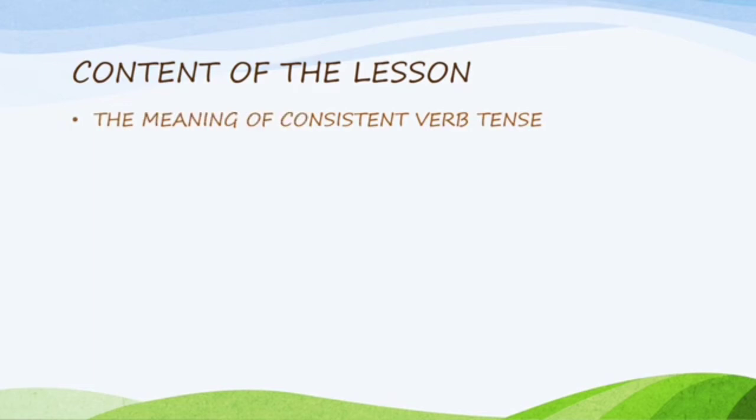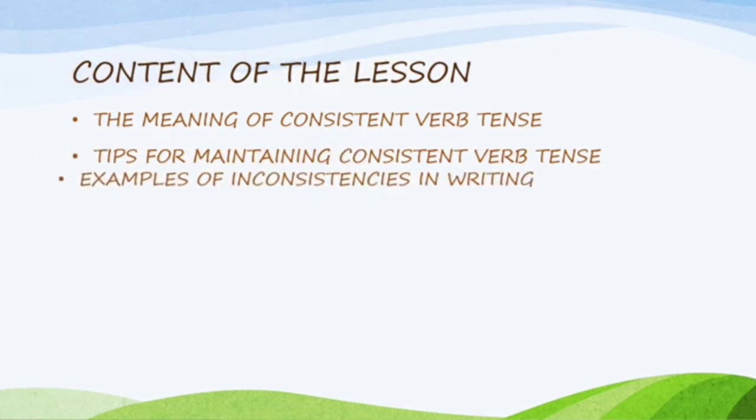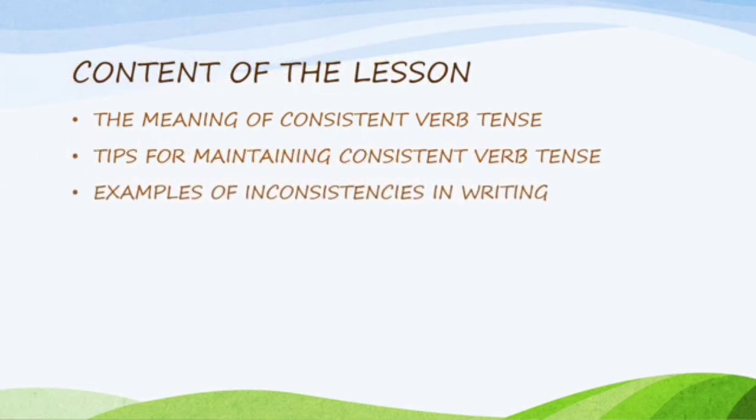Let's take a look at what we are going to learn today in this lesson. First, we are going to learn the meaning of consistent verb tense. We are going to learn some tips that will help us maintain consistent verb tense. We are going to look at examples of inconsistencies in writing, and then we'll try to have a skill that will help us maintain consistency. Then we shall have a summary of the lesson, and we end our lesson from that perspective.